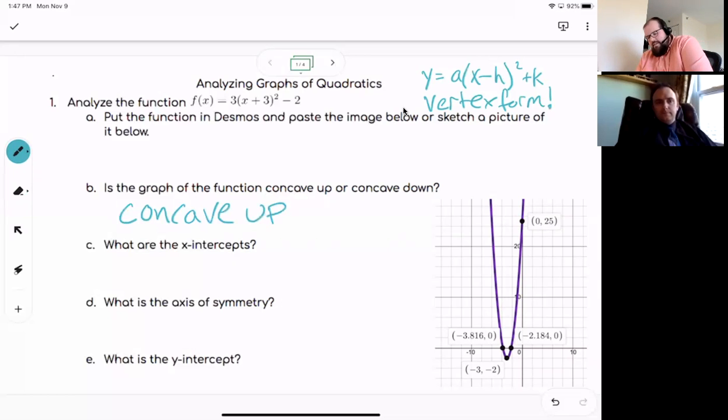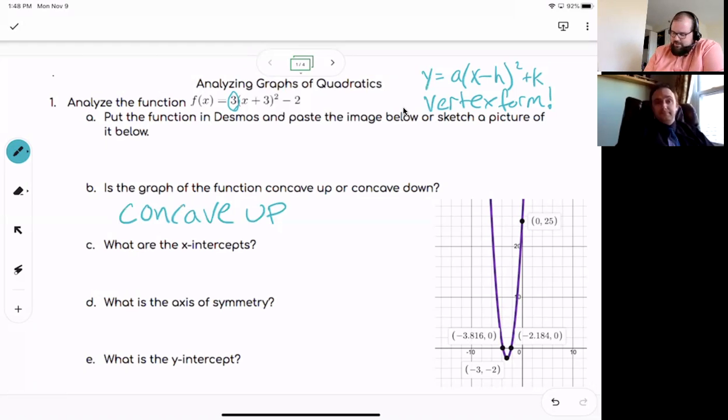Hey, does that connect to something that you were just talking about in that equation, Mr. Butterworth? It does. The number 3, that's what tells you that that function is going to be concave up. Why is that? Because the 3 is positive, that makes the curve go up. If the 3 were negative, then the curve would go down. Excellent.